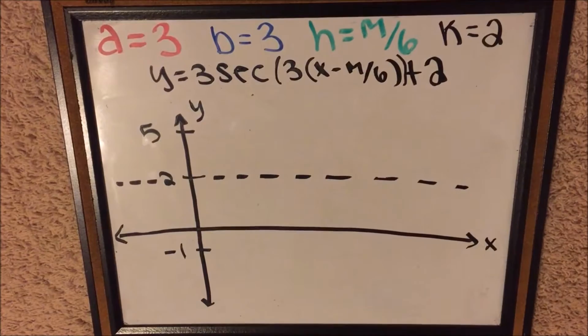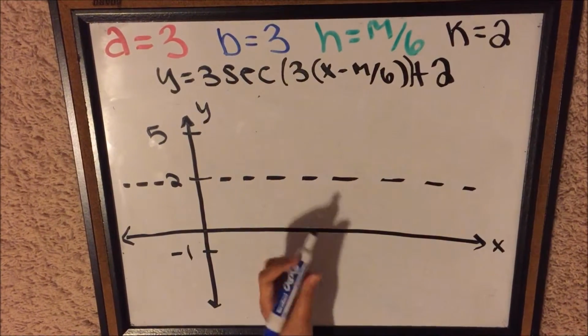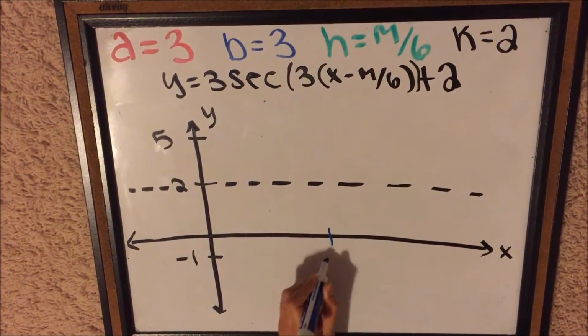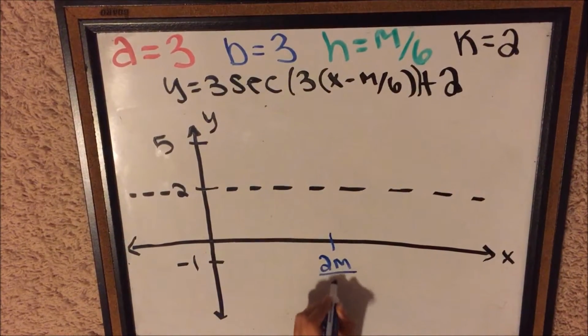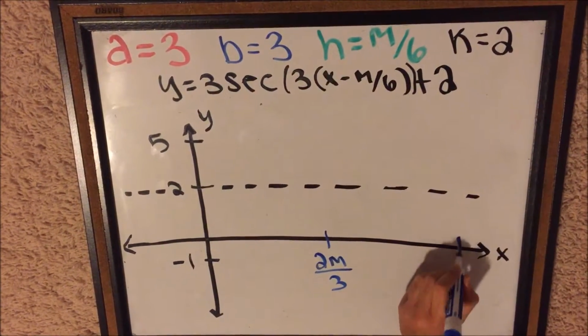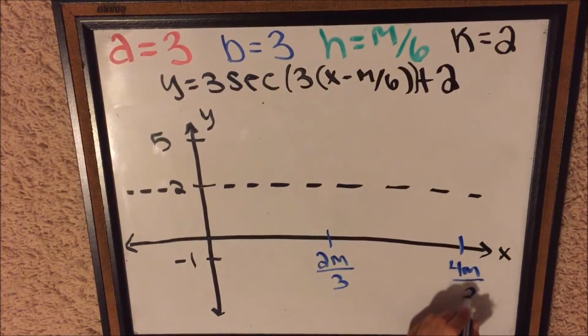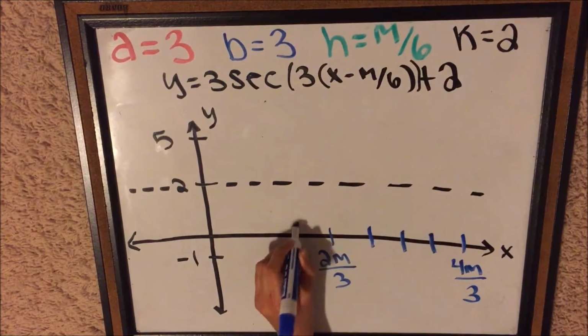Okay, now we're going to label our tick marks. And first, we always label our period. So we're going to do 2 full periods. So one period is right here. And that's 2 pi over 3. And then multiply that by 2, and that's 4 pi over 3. And now we just have to fill in the marks in between.